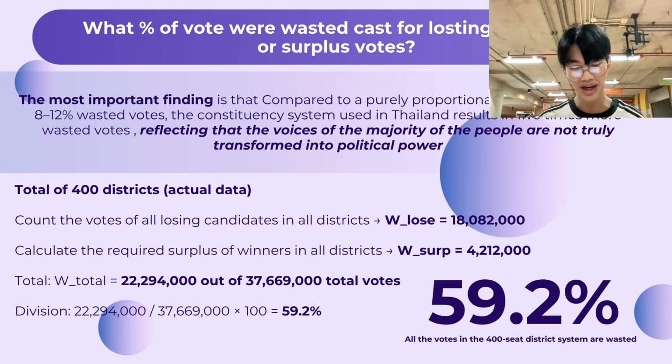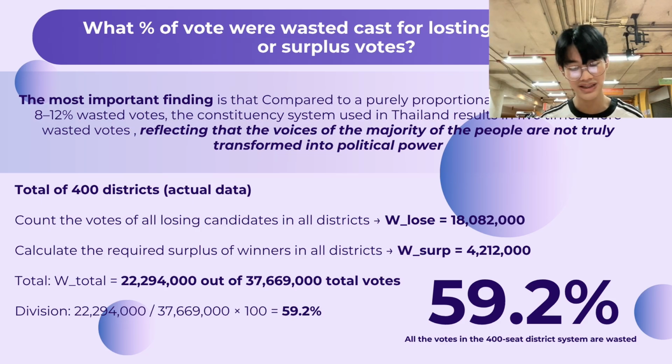So the most important finding is that, compared to the purely population-based system, which has only 11% wasted votes, the constituency system used in Thailand results in 5 times more wasted votes, reflecting that the voice of the majority of the people is not truly transformed into political power.